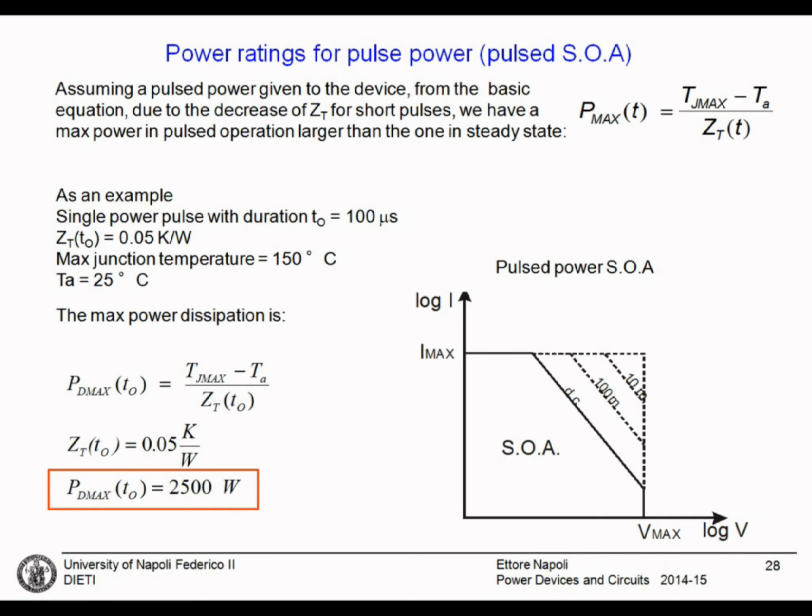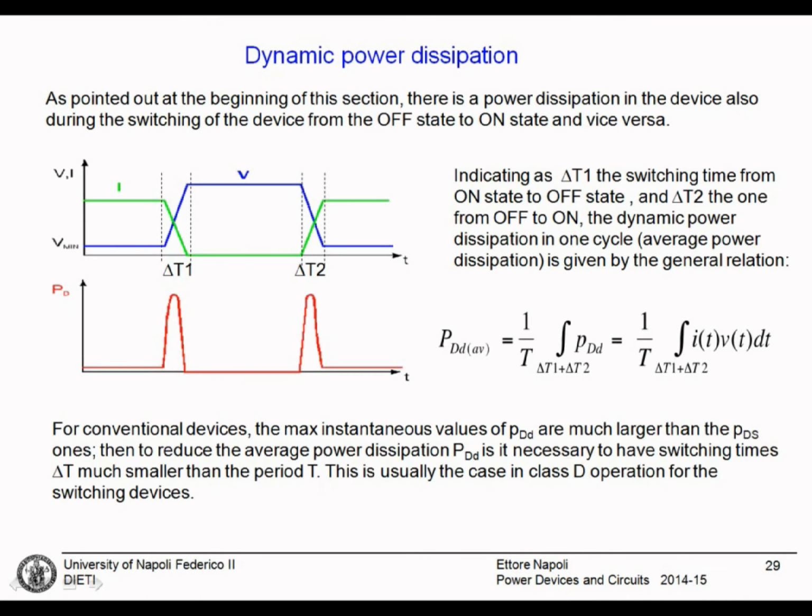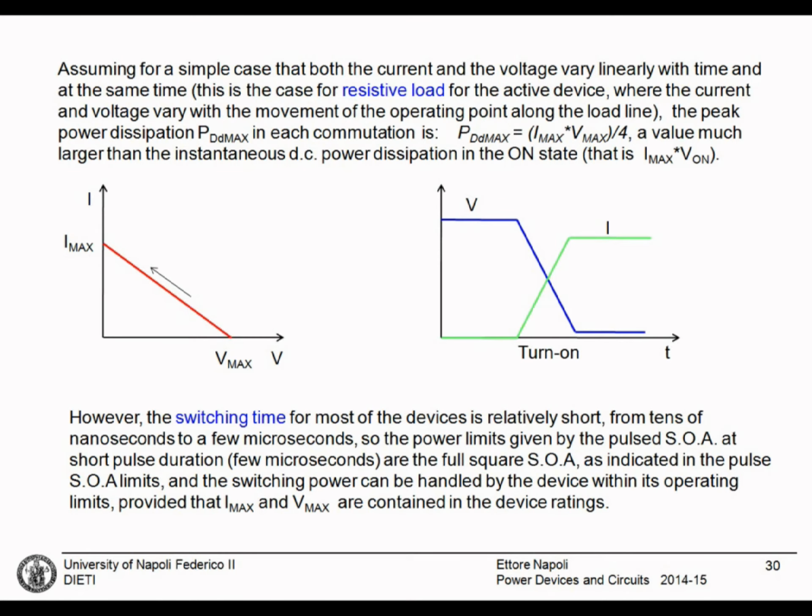This has an effect on the safe operating area of the devices, which is smaller when we work in DC conditions and is increased when you work with pulses that are shorter and shorter, and tends to the square SOA when the pulses are very short. We then introduced the concept of dynamic power dissipation, how to measure it, and in the case of resistive load, we gave an estimate of the maximum power dissipation during the transient.